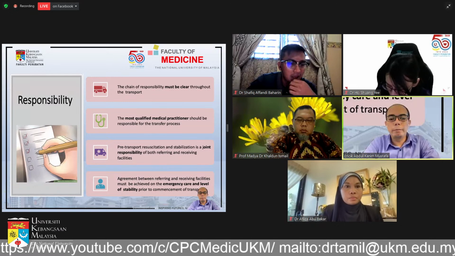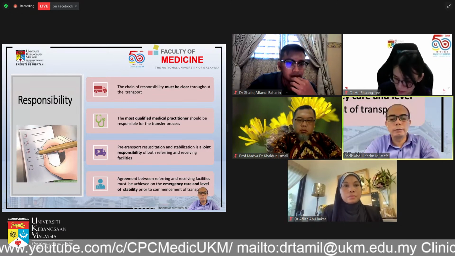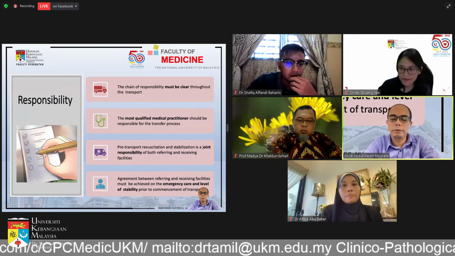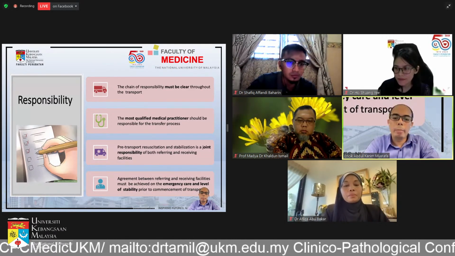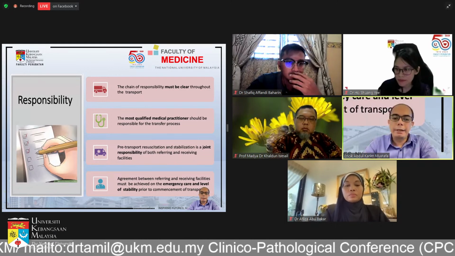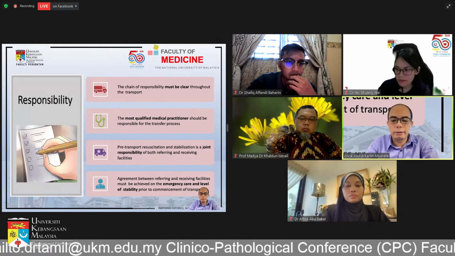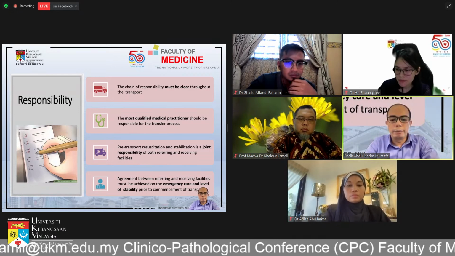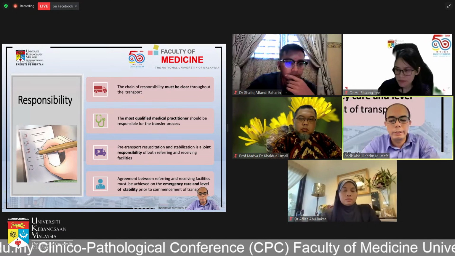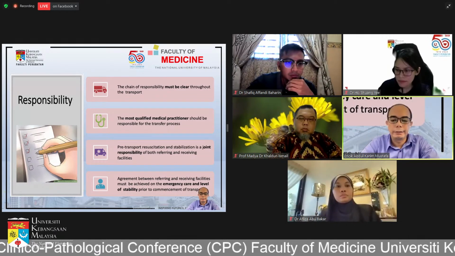The most qualified medical practitioner should be responsible for the transport process. This is very important. Before we transfer the patient, the medical practitioner has to know about the consequences of the transfer process. The pre-transport resuscitation and stability is a joint responsibility of both referring and receiving facilities.